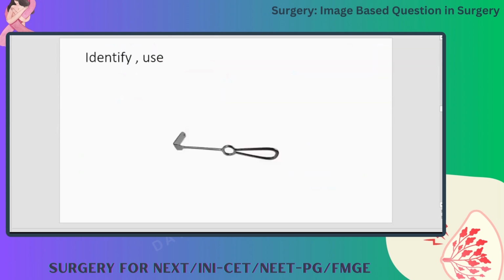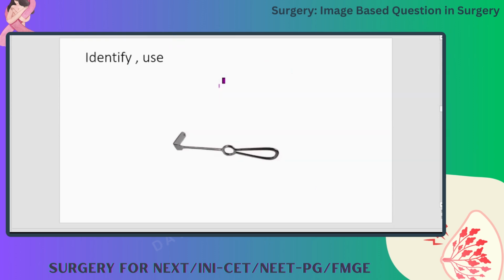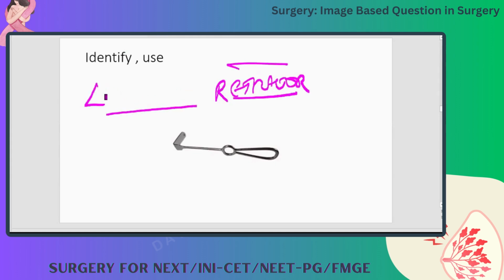So these instruments, what is this? It is a retractor, but what retractor? It has a specific name. It is known as Langenbach retractor. Just remember these images, they are asking them nowadays: Langenbach retractor.